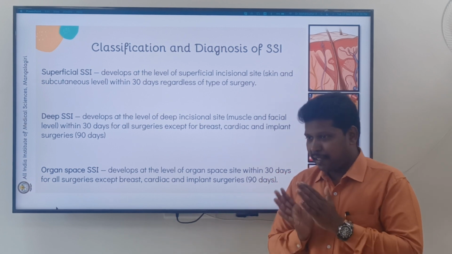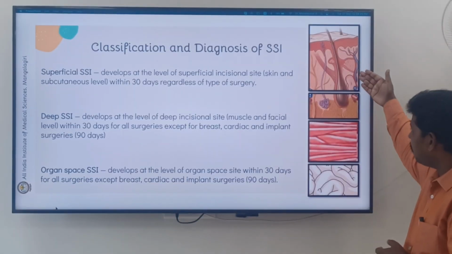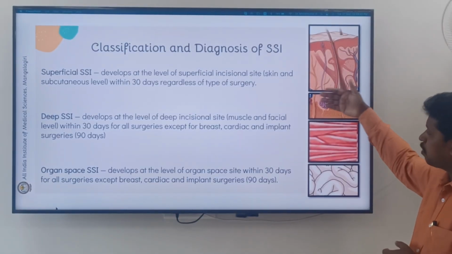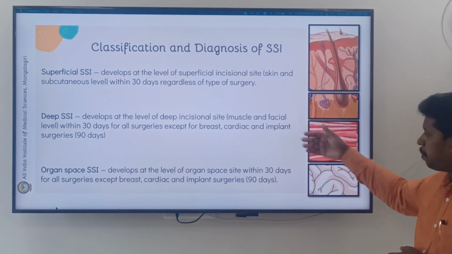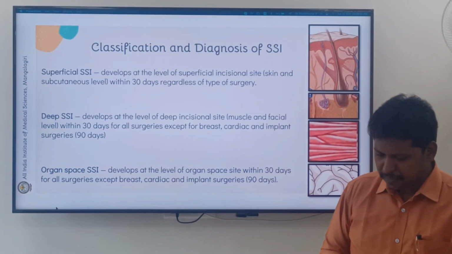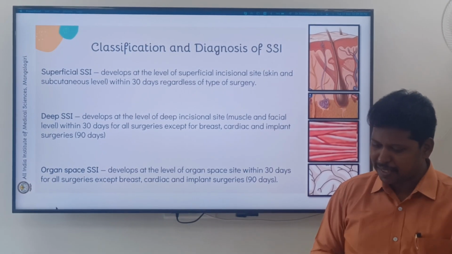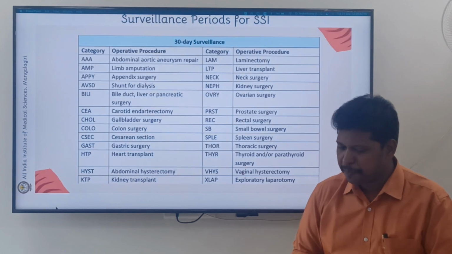So finally, the classification of SSI. Three types: skin and subcutaneous layer. If there is infection, it is superficial. Muscle layer or a fascial layer, it is deep. Organ space, where organs or the space cavities are involved, that is considered organ space SSI.